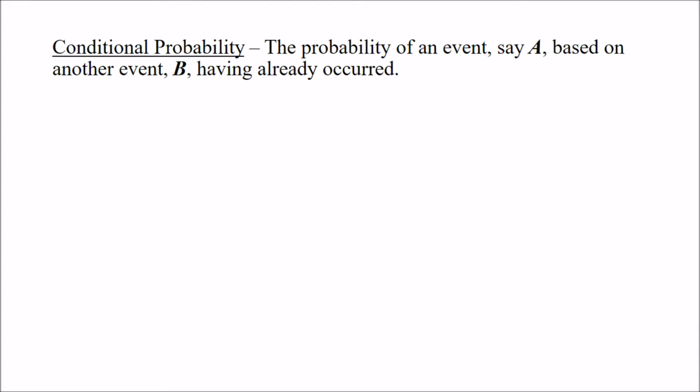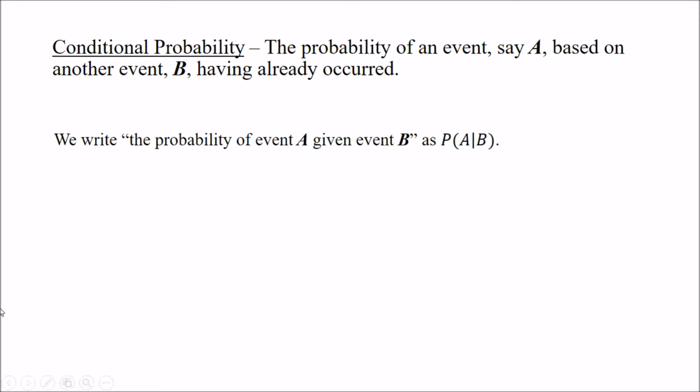Conditional probability is the probability of an event, say A, based on another event, B, having already occurred. We write the probability of event A given B as P(A | B). We read it as the probability of event A given B.